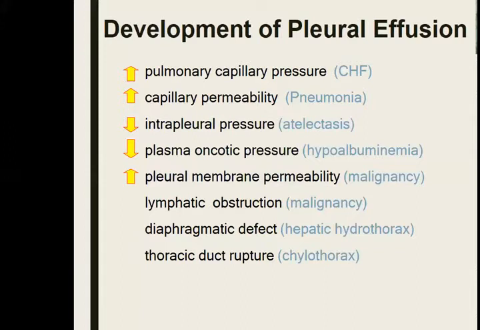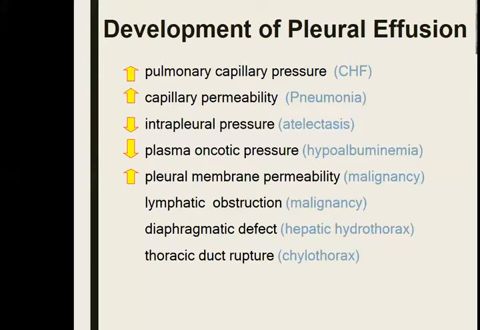Intrapleural pressure, which is negative, if it reduces, then it also pulls the fluid out. A good example is atelectasis. Oncotic pressure, when it reduces, hypoalbuminemia due to conditions like nephrotic syndrome, where a lot of protein is lost, can also cause pleural effusion.